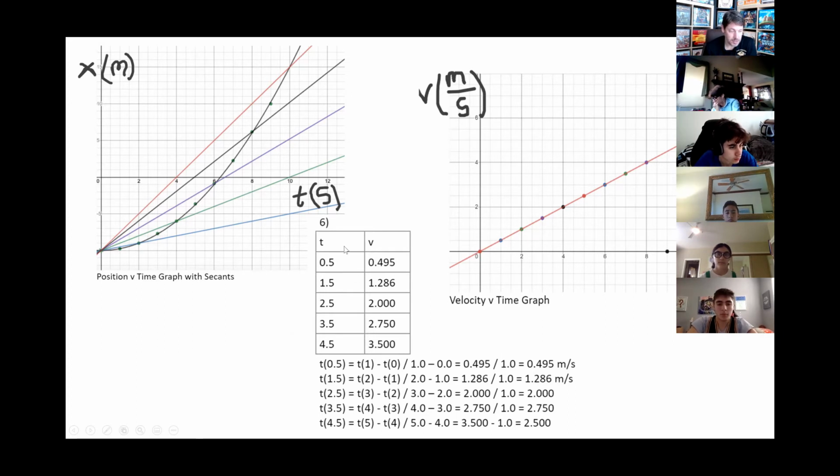Now down here in this one, where it says number 6 and has a table with some work shown, this group didn't do a graphical approach. They just did it purely mathematically, but I thought it was really well organized and showed me that they were using sequence. So they said, here we found the time at 0.5 seconds, which matches the table here. They took the time at 1 second minus the time at 0 seconds, divided by 1 minus 0, because that was the difference in time from 1 to 0. And so that ended up being 0.495 divided by 1.